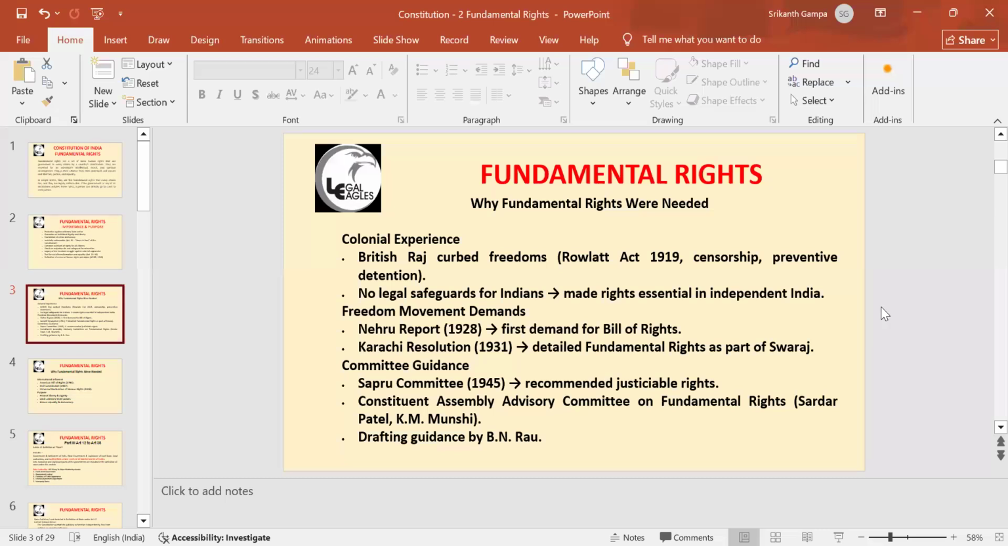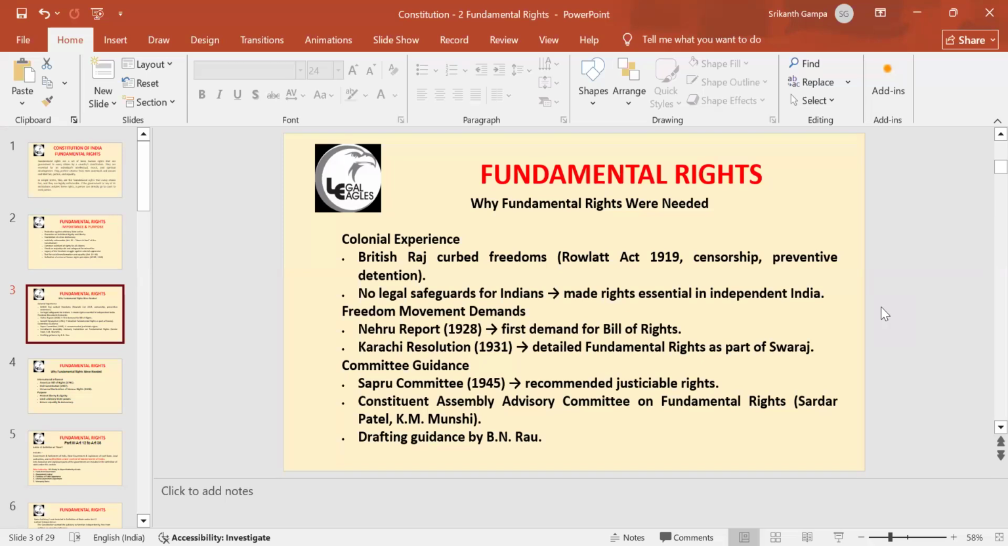Rowlatt Act 1919: censorship and preventive detention were part of that Act. So they could arrest anyone. There was no freedom of press. Censorship was there. No legal safeguard for Indians. There were no safeguards for Indians in the colonial period.